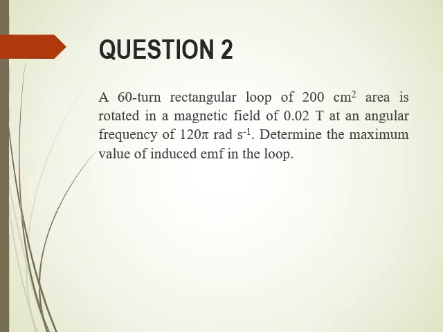Question 2. A 60-turn rectangular loop of 200 cm² area is rotated in a magnetic field of 0.02 Tesla at an angular frequency of 120π radian per second. Determine the maximum value of the induced EMF in the loop.